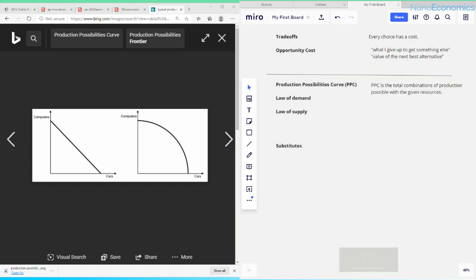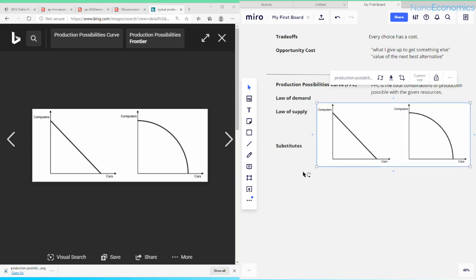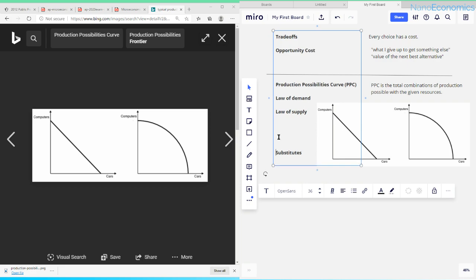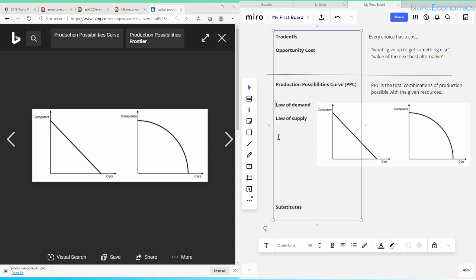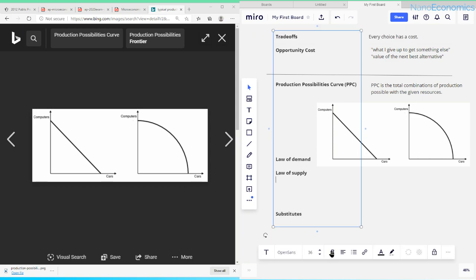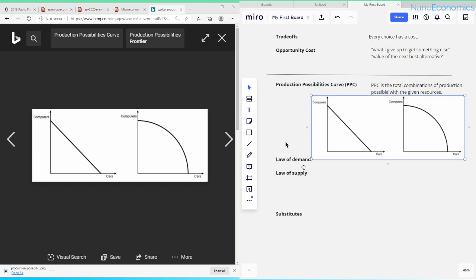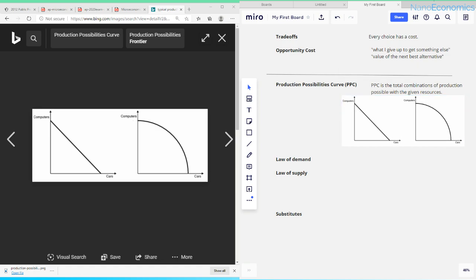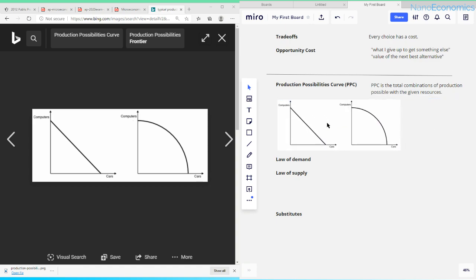Scenario one with computers or cars is basically looking at it, just give myself a little bit of space here. So if we're considering we're either making computers or cars, scenario one on the left represents if all of the same ingredients and components and elements.